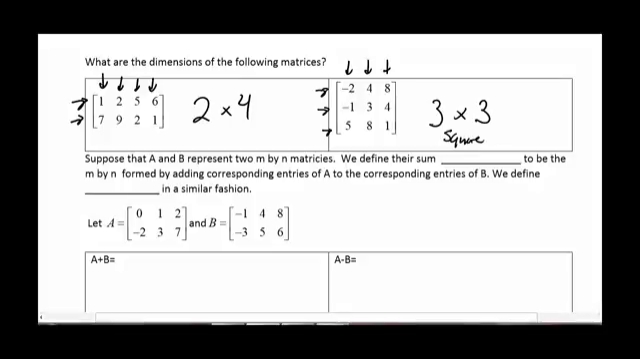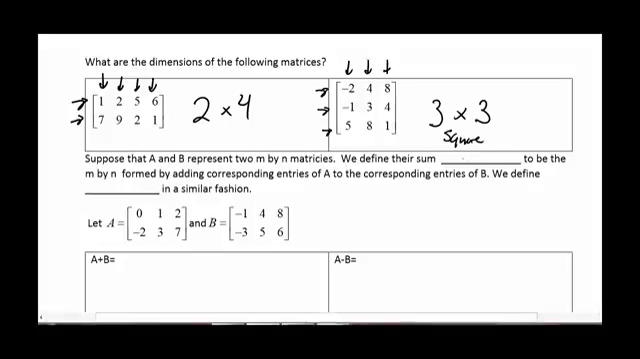Okay, suppose that A and B represent two m by n matrices. Let me pause real quick. m by n means there's a row and a column. I'm not going to tell you if m and n are the same or not, they might be different. It's just we have a matrix with rows and columns. There's two of them, matrix A and matrix B.